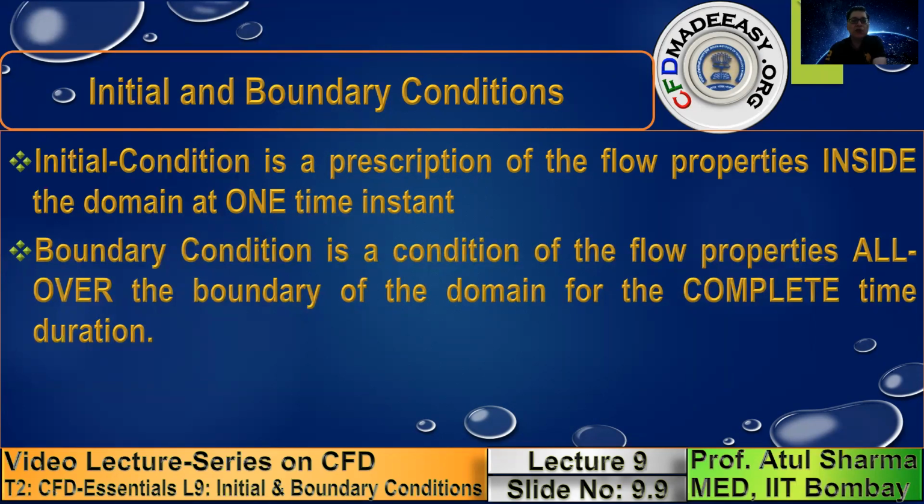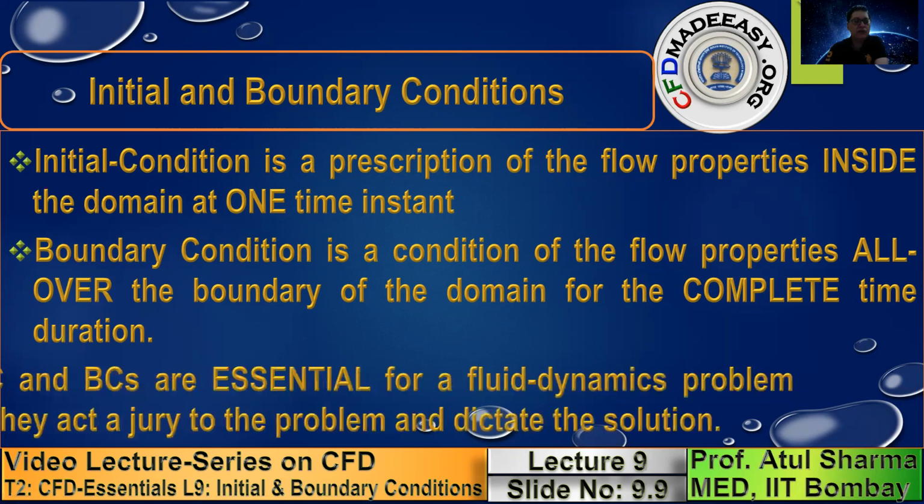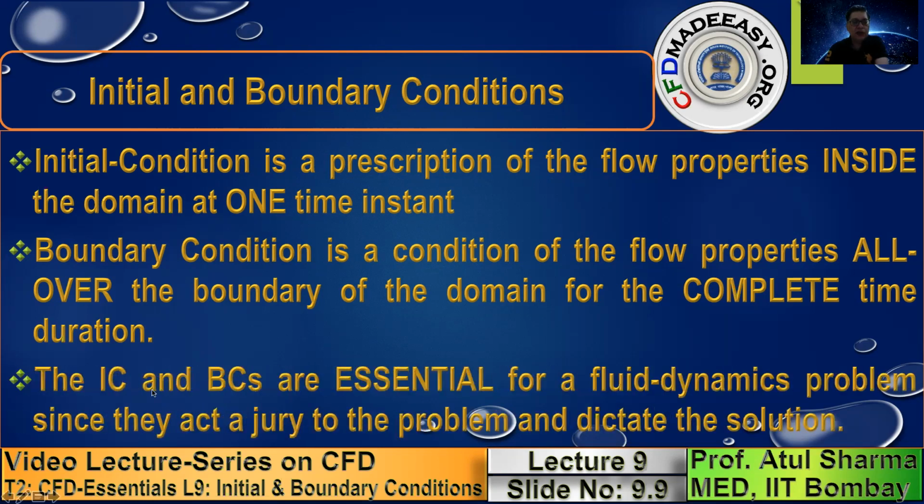So most of the time we have time-wise independent boundary conditions. Let us suppose if a certain wall is subjected to constant heat flux, which is not varying with respect to time. But if the heat flux is varying on a boundary, then it's a time-wise varying boundary condition. For most of the problems, we have time-wise invariant boundary conditions. These initial and boundary conditions are essential for a fluid dynamics problem, since they act as a jury to the problem. They act like a judge to the problem, and they dictate the solution.